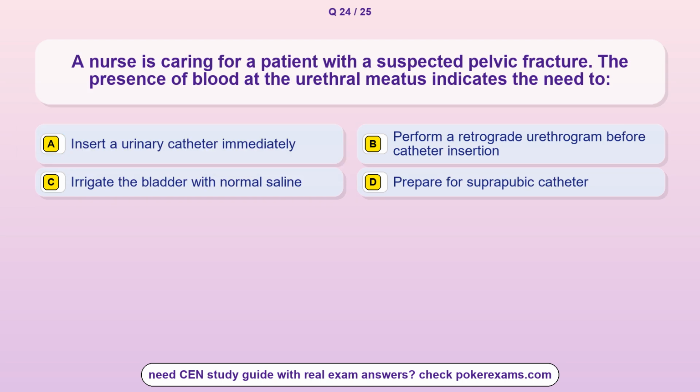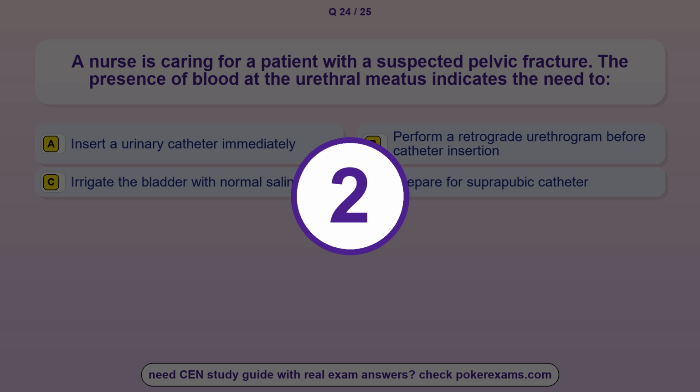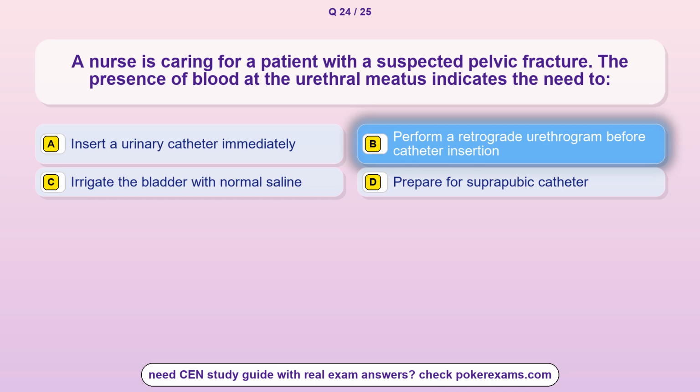Question 24. A nurse is caring for a patient with a suspected pelvic fracture. The presence of blood at the urethral meatus indicates the need to: Option A, insert a urinary catheter immediately. Option B, perform a retrograde urethrogram before catheter insertion. Option C, irrigate the bladder with normal saline. Option D, prepare for suprapubic catheter. The correct answer is option B, perform a retrograde urethrogram before catheter insertion.